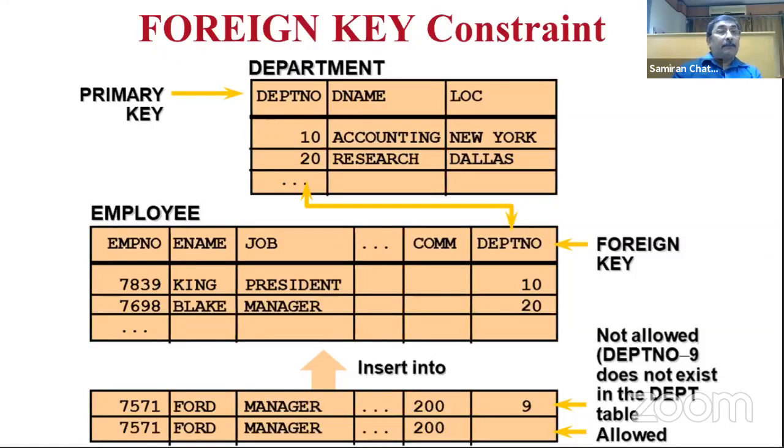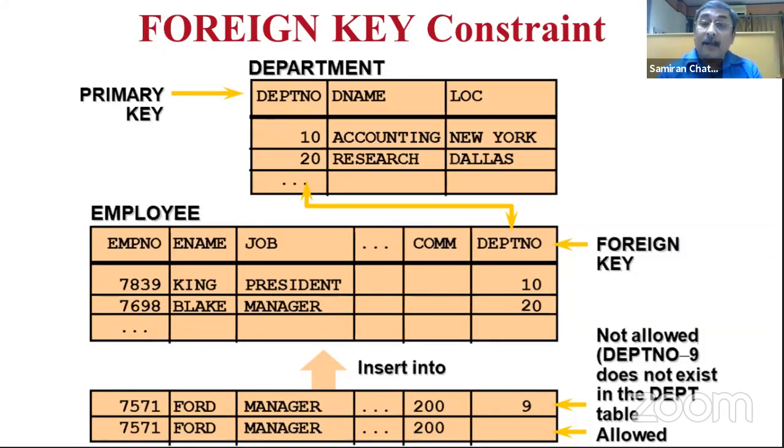I cannot do that. If I want to do that, what do I need to do? I first have to insert a row in the department table with department number 9. Only after that insertion can I insert Ford working in department number 9. Otherwise, I cannot. But what I could do is insert Ford as a manager and keep the department number blank, null, assuming I will put the value once that particular department is inserted in the referenced table, which is department. So I can keep it null. That much I can do.